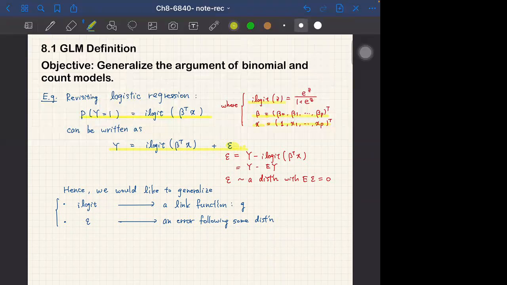So epsilon can have only two values. Epsilon is y minus inverse logit of beta transposed x, or actually this is the expectation of y, so y minus E y. So epsilon has mean 0, so we can see this as an error term. Our objective here is to generalize this inverse logit function to a link function g, and to generalize this epsilon to some error following some distribution. And also we consider what kind of link function is appropriate for many cases.